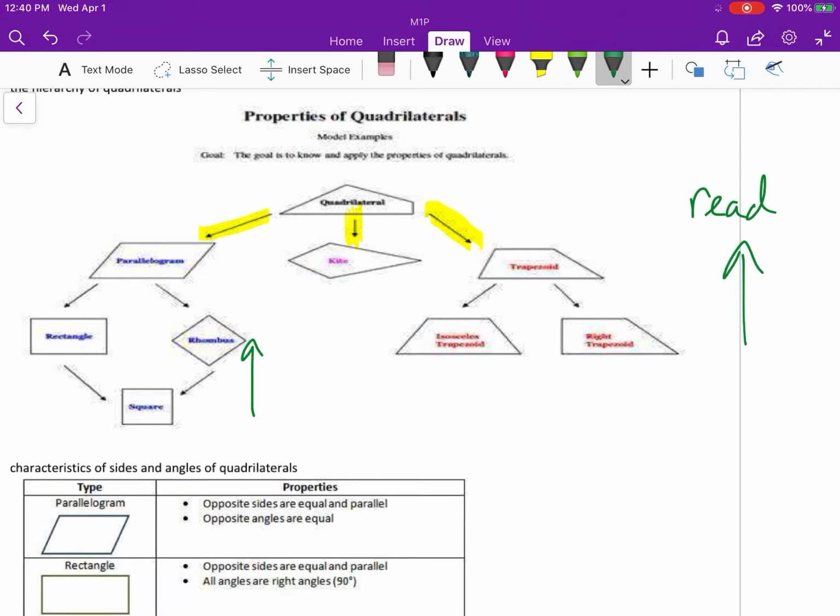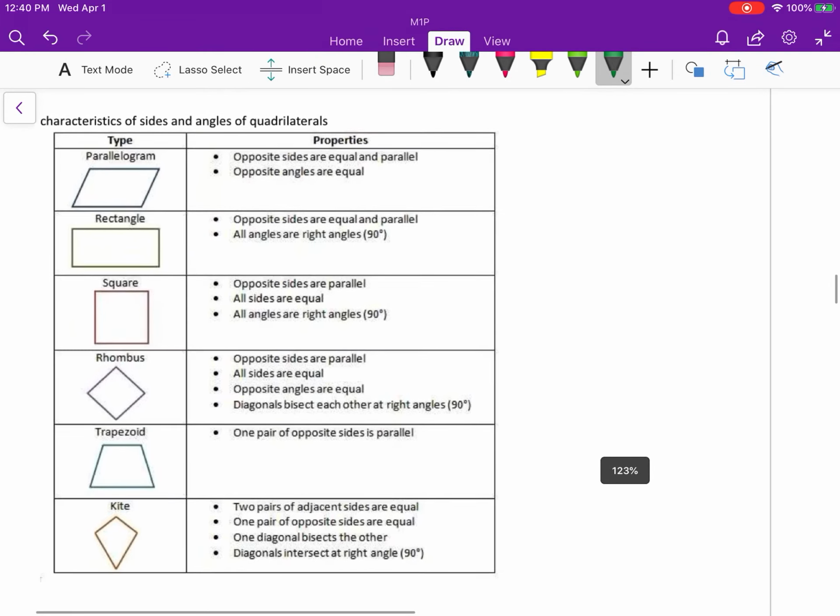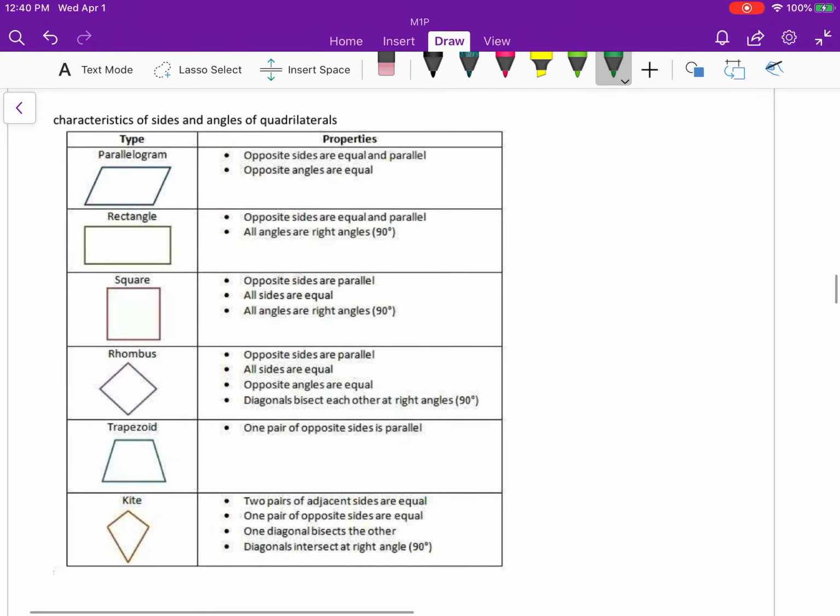Why? Well, a square has four equal sides. That's a rhombus. It's got four right angles. That's a rectangle. And that's got two pairs of opposite sides that are parallel. That's a parallelogram. You put all three of those together, you get a square. So when you are asked properties, you want to read these upward. I told you about things right here.